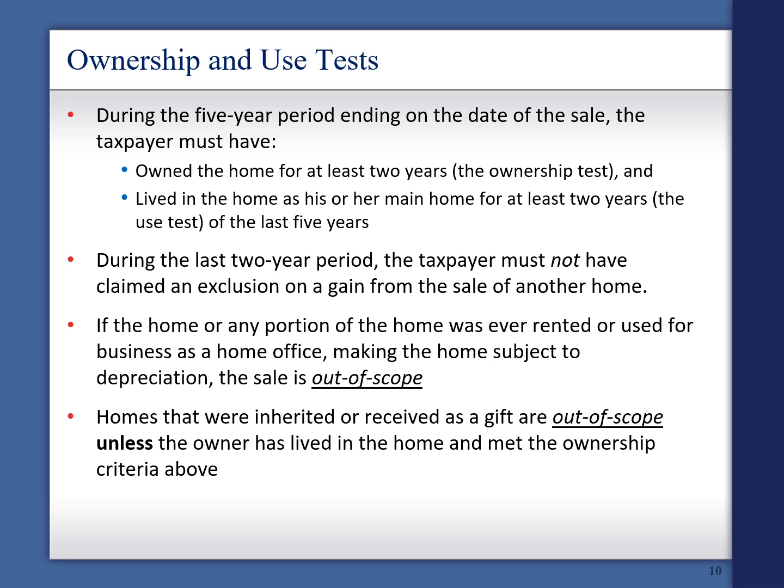They get the exclusions, but since they used the home down the street as a rental, their tax return is out of scope for VITA. We cannot do home sales for homes that qualified for depreciation regardless of whether the depreciation was claimed or not.